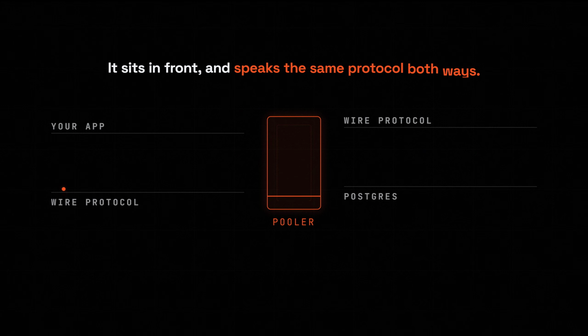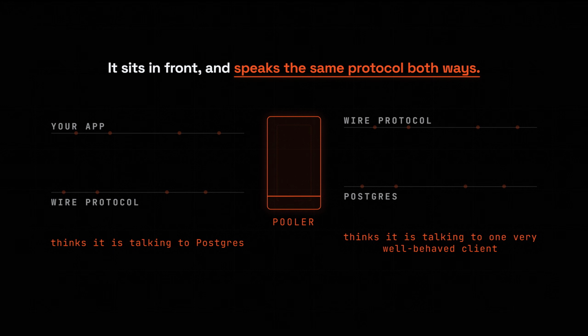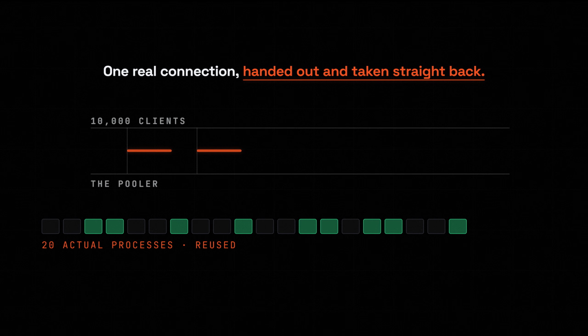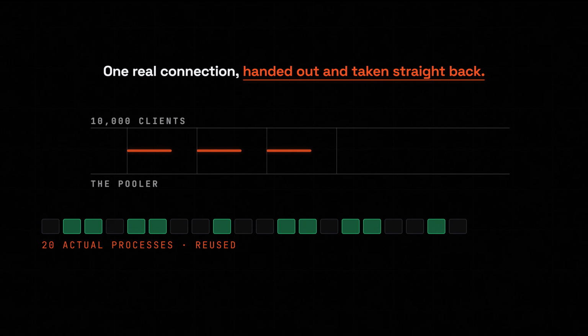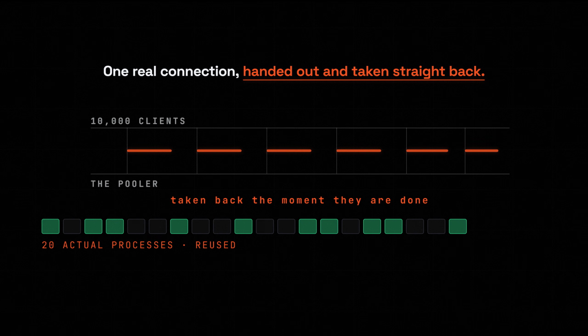What a pooler does is almost embarrassingly simple, which is part of why it gets skipped. It sits in front of Postgres and speaks the same wire protocol on both sides. Your app thinks it is talking to Postgres. Postgres thinks it is talking to one very well-behaved client. In between, it does the thing your database cannot. It hands one real connection to whoever needs it right now and takes it straight back the moment they are done. 10,000 clients, 20 actual processes.